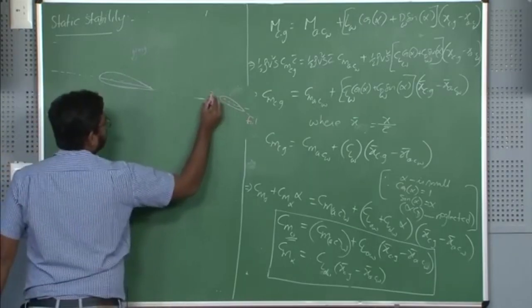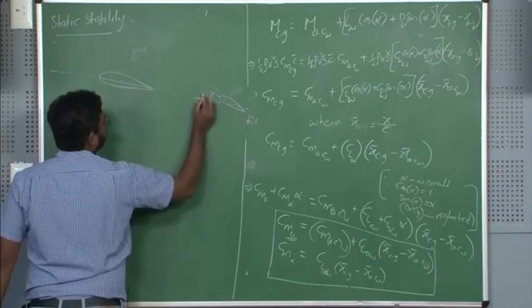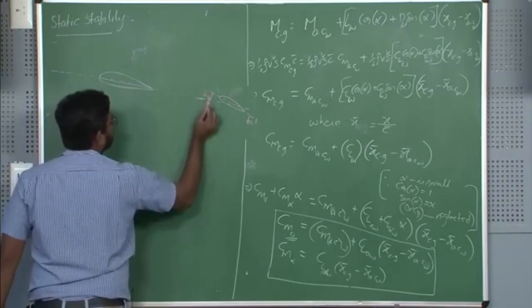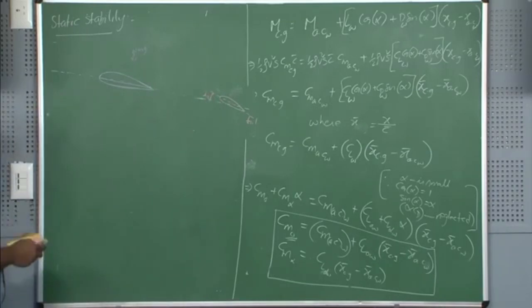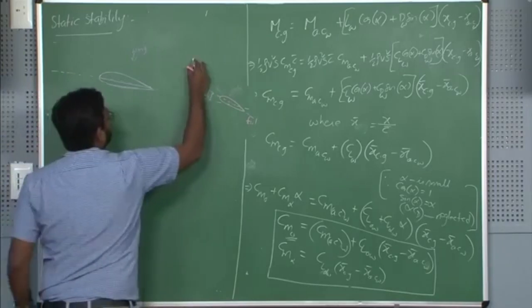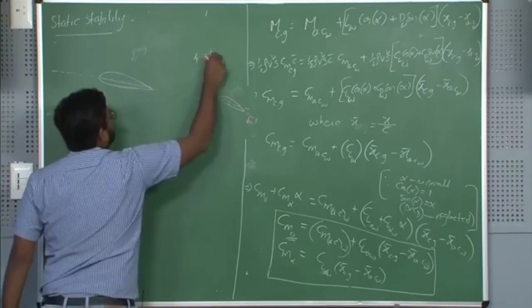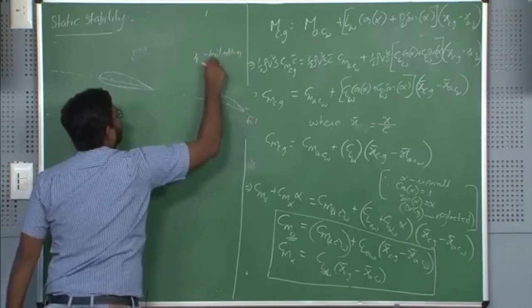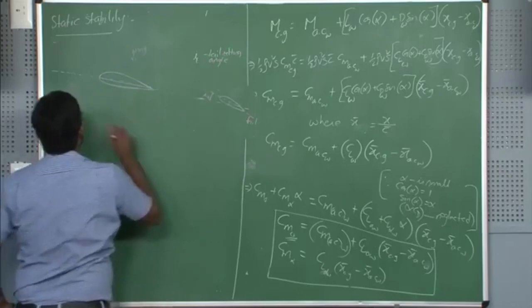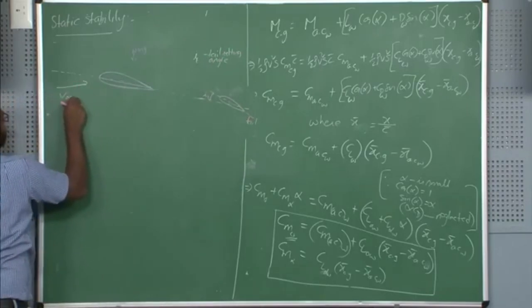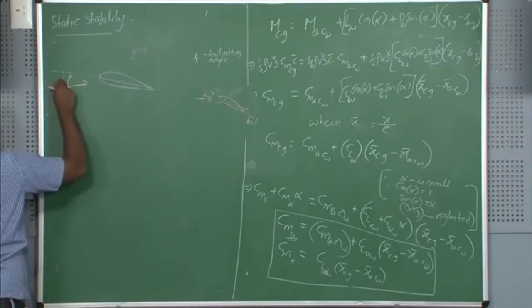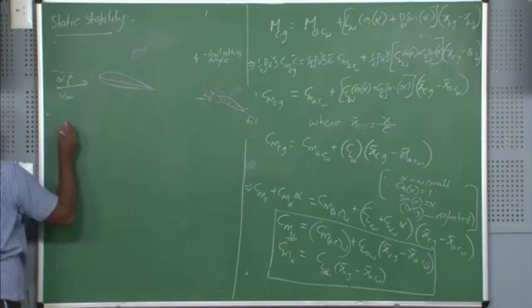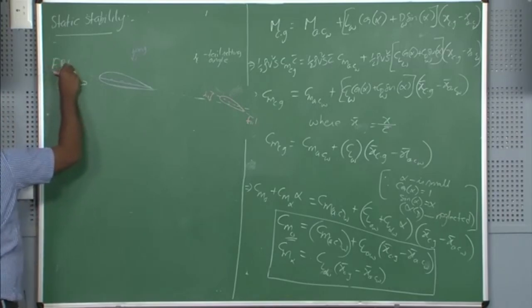And say the chord of the tail is inclined to the fuselage reference line at an angle i_t, called the tail setting angle, right. i_t is known as the tail setting angle. So, now there is V infinity and the angle of attack with respect to the fuselage reference line, FRL, here.